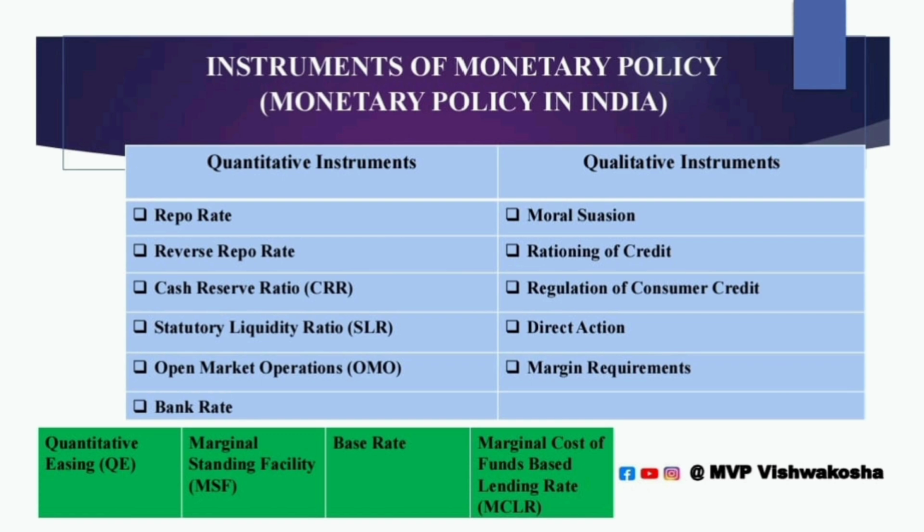Under quantitative instruments, the important ones are repo rate, reverse repo rate, cash reserve ratio, statutory liquidity ratio, open market operations, bank rate, and so on. In qualitative instruments: moral suasion, rationing of credit, regulation of consumer credit, direct action, margin requirements. Some recent developments in these tools are quantitative easing, marginal standing facility, base rate, marginal cost of funds based lending rate.